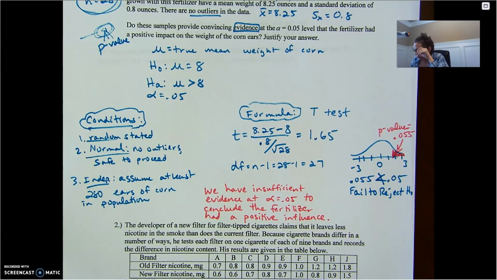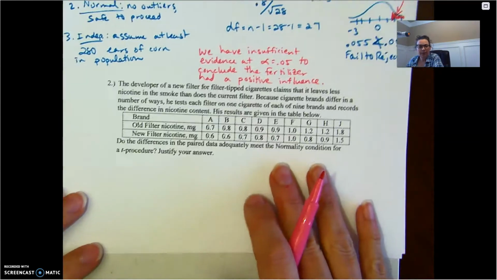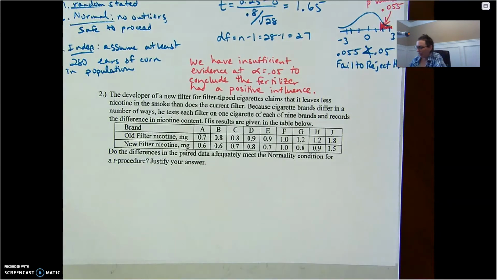All right, okay, so let's check out number 2. The developer of a new filter for filter-tipped cigarettes claims that it leaves less nicotine in the smoke than does the current filter. Because cigarette brands differ in a number of ways, he tests each filter on one cigarette of each of the 9 brands below and records the difference in nicotine content. His results are given in the table below. Do the differences in the paired data adequately meet normality condition for a T procedure?